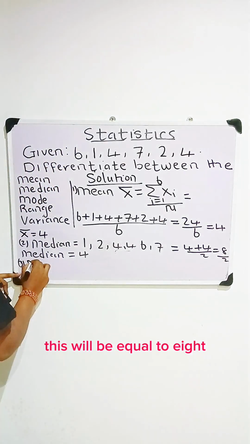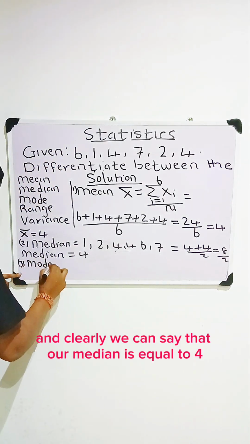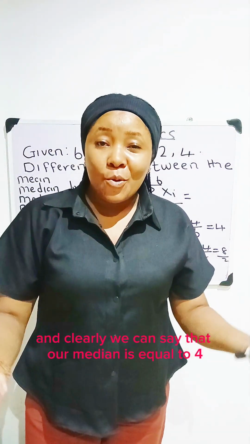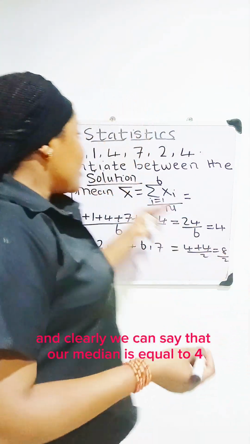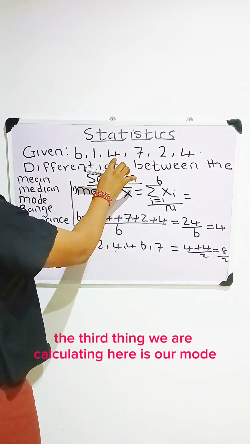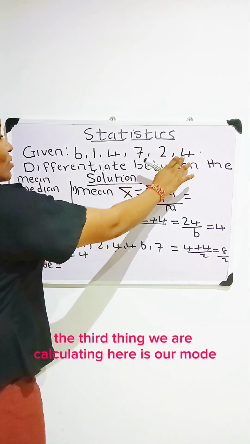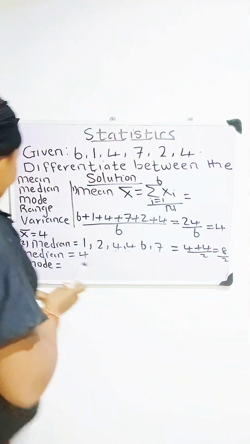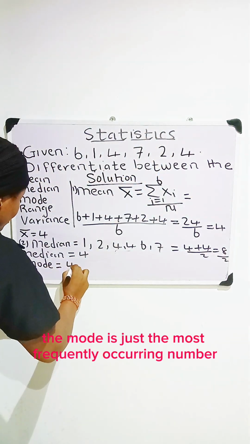So the mode here, the mode is just the most frequently occurring number. So if you check these values here, the number that has occurred the most is 4. 4 has occurred twice. Every other number has only occurred once. Okay, so clearly the mode is equal to 4.